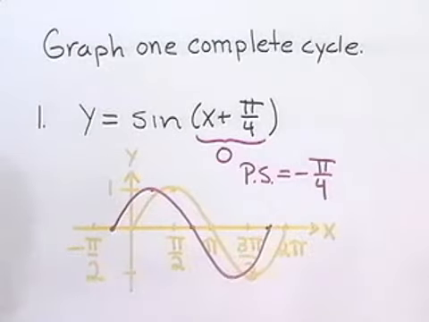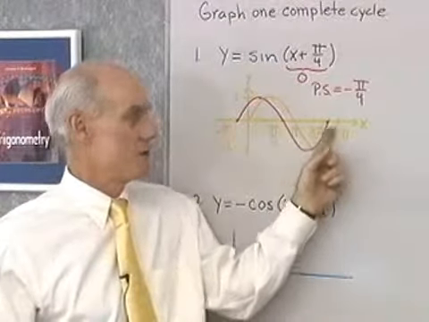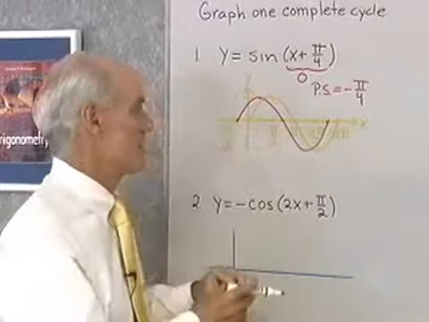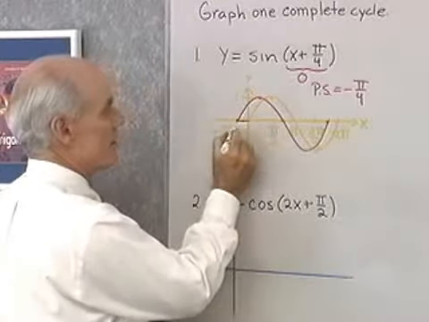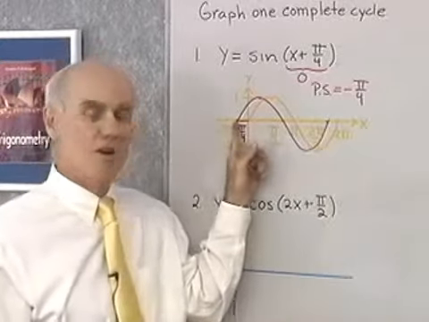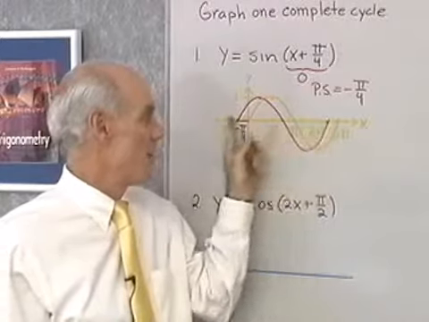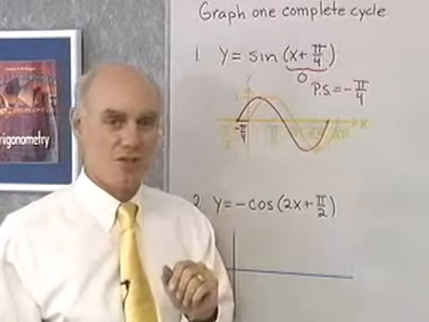Some people like to say that the graph of y equals sine of x plus pi over 4 leads the graph of y equals sine x by pi over 4 units. So you can see the phase shift right here, negative pi over 4. The sine curve starts at 0 at negative pi over 4 and then goes through one complete cycle. One complete cycle hasn't changed. It's still 2 pi units.